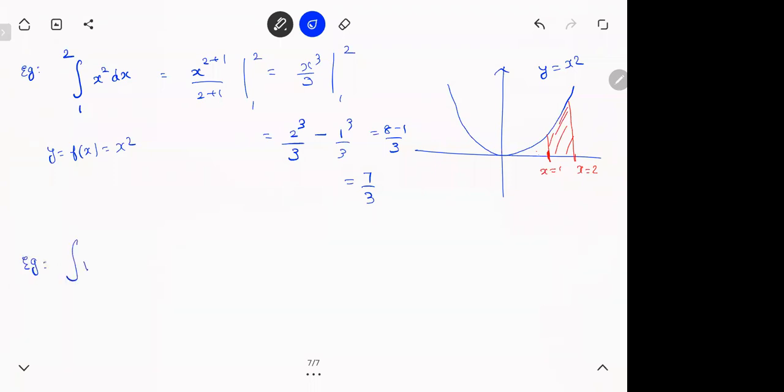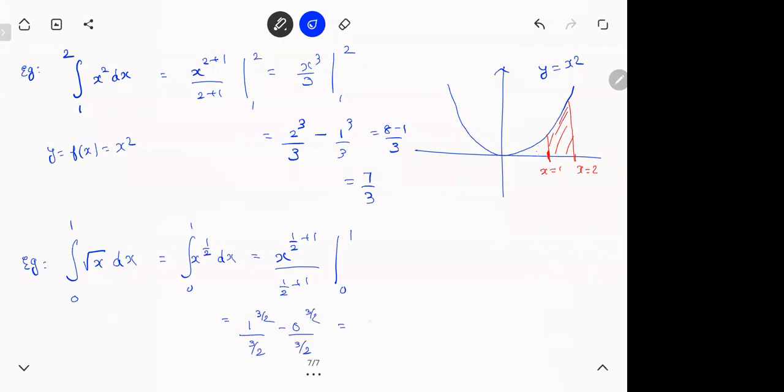Suppose if I do like this, root x dx, this would be x power 1 by 2. See, the moment I write this, integration is completed. Now I'm going to put the limits. That would be 1 to the power of 3 by 2 by 3 by 2 minus 0. So that is 2 by 3.